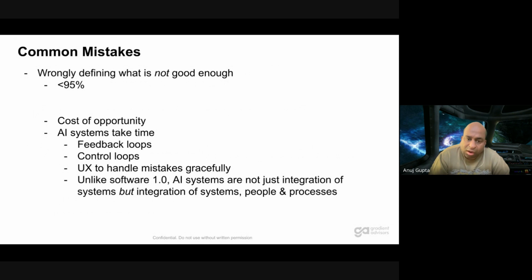You have to bake in what are called control loops. There will be times when your system will start to produce haywire predictions, not because there is a bug, but because AI systems by definition are stochastic in nature. You need to build a very specialized UX for AI systems to handle the mistakes gracefully. This is something that I found a lot of product teams are not often aware of, right? And unlike software 1.0, AI systems are not just integration of systems, but integration of systems, people, processes, and metrics, before you can start to show returns on tangible gains.